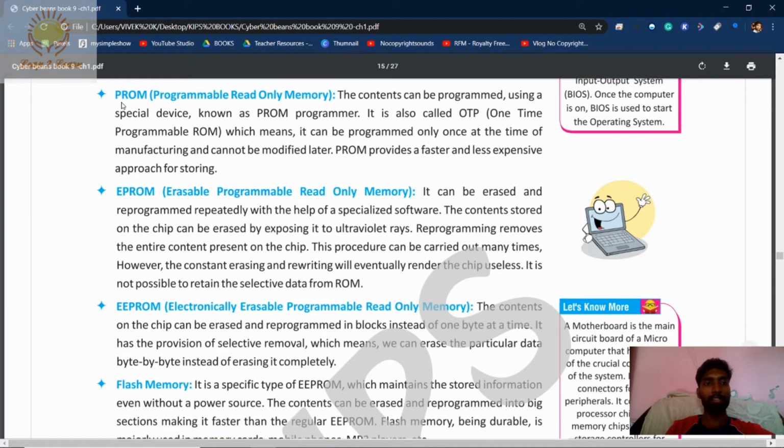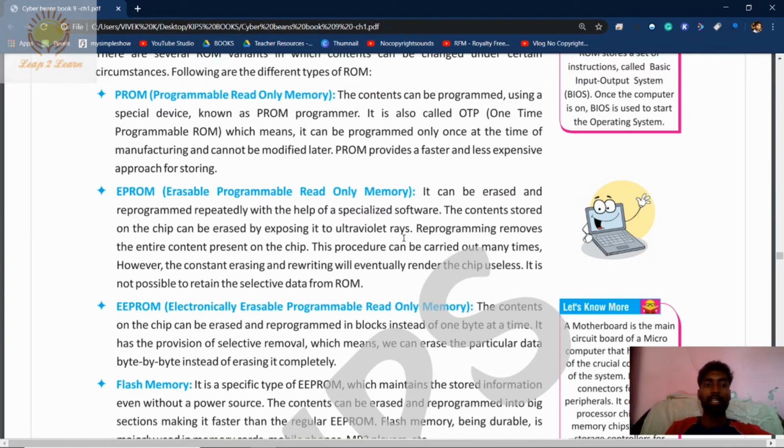But in PROM, we cannot erase the data, it can be written only one time. When we are writing, it is over. If you want to erase, we cannot erase. We have to buy a new PROM. But in EPROM we can erase with the help of ultraviolet rays, and it will erase altogether at a time.